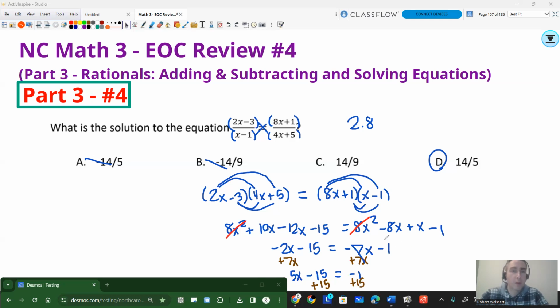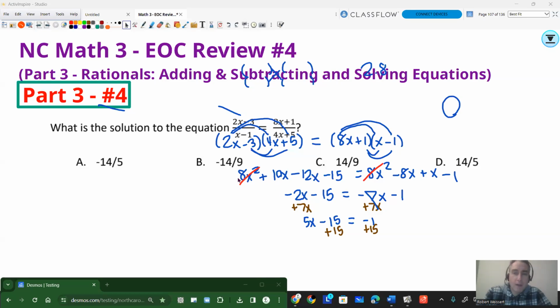So let me move that up here a little bit. All right, so 5x equals negative 1 plus 15, which is 14. So I have 5x equals 14. And now you can see, oh yeah, x is just going to be 14 divided by 5, or 2.8 if you're doing a decimal. So there you go.